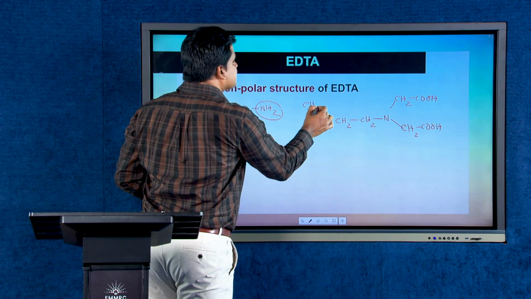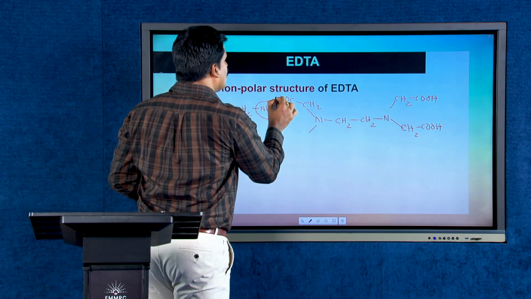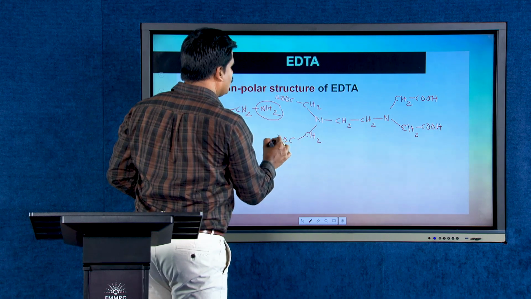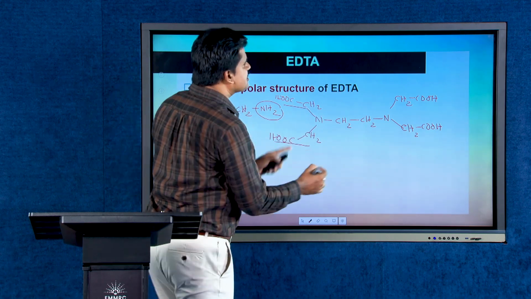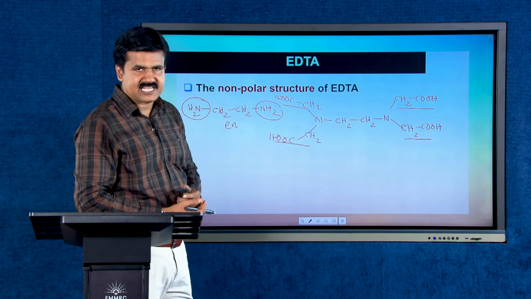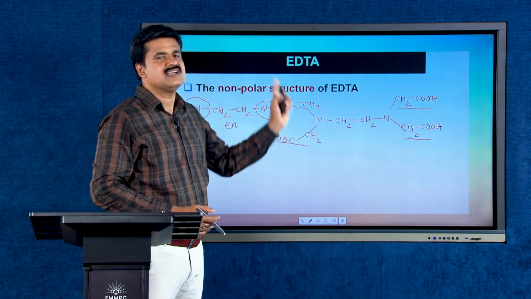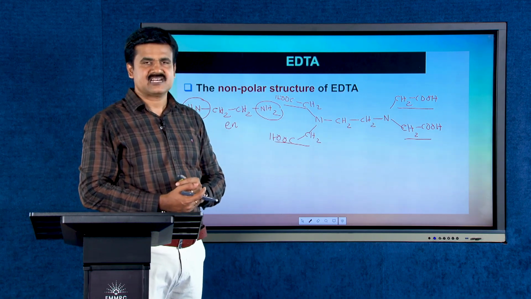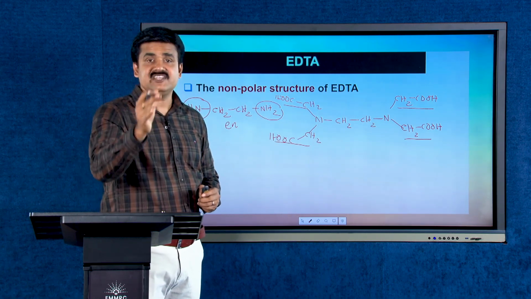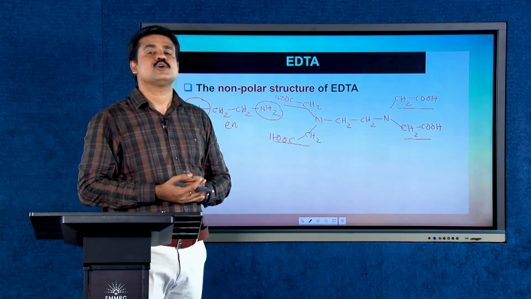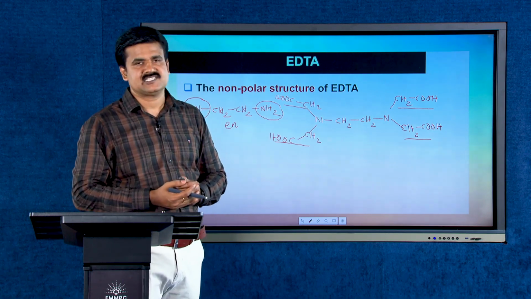Here I am representing CH2COOH. This part also I am representing CH2COOH. So you can see the presence of four acetic acid molecules in an ethylene diamine. This represents the structure of ethylene diamine tetraacetic acid, which is an inevitable, most important complexing agent as far as complexometric titrations are concerned.